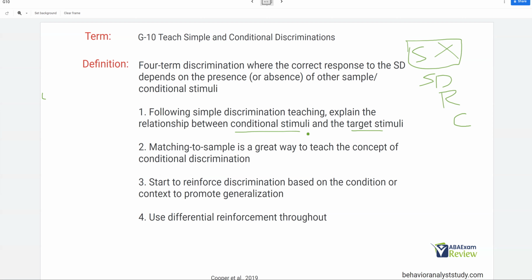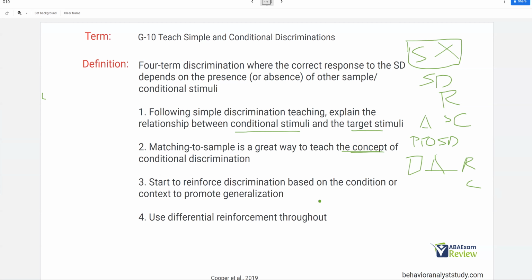That is the relationship. Again, it can get confusing, but it's really, really not, right? We want to keep it simple. Always keep it simple. Matching to sample, great way to teach the concept of conditional discrimination. We have a field of two. My sample is the triangle, right? So this is the additional stimulus, 0.2, okay? 0.2 is going to be our SD. Pointing is the response, the consequence.